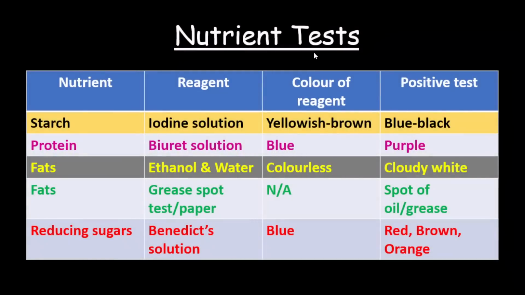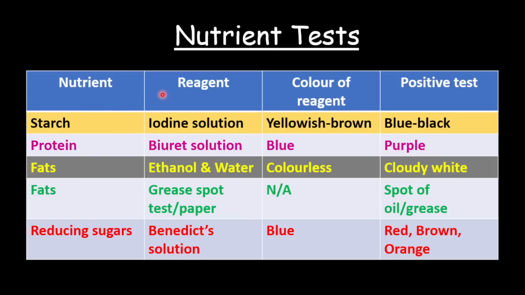All right, so nutrient tests, the tests for different nutrients. You need to know these basic tests for nutrients. You need to know about testing for protein, testing for fat, testing for sugar as well, and also testing for starch. I have two different types of fat tests right here, so let's pay attention to them. Let's go with the starch test first, in the first row.